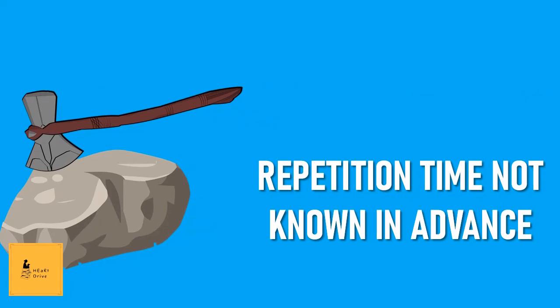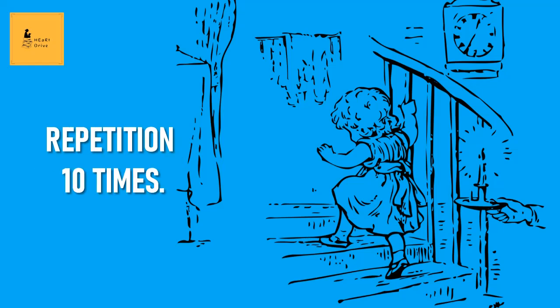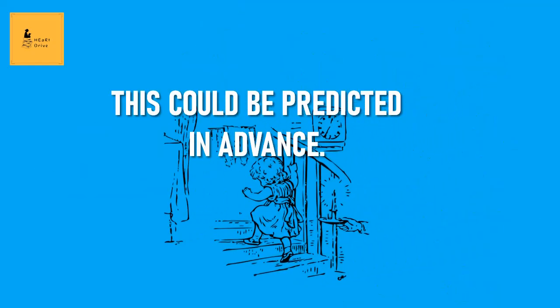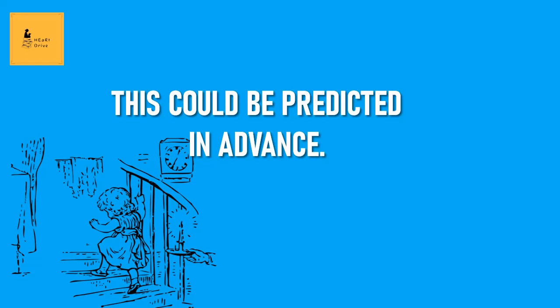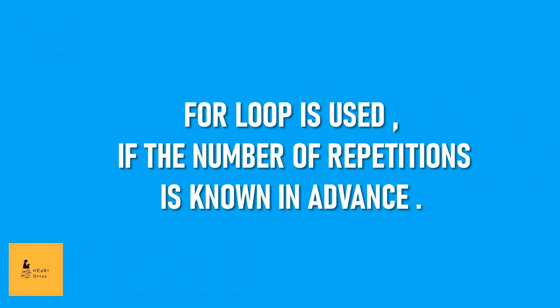Whereas if the question is how many steps a person has to take to climb a 10-step staircase, you can easily answer it as 10 steps because this is something which could be predicted in advance. In practical, there are cases where the number of times a process has to be repeated could be calculated in advance. In such cases, for loops are used.